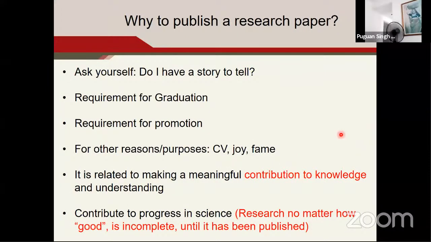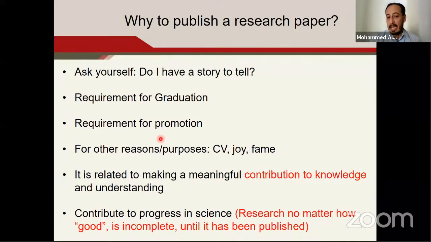Okay, so I'll start with a quick introduction before I go into how to write the different sections. Why publish a research paper? You have to ask yourself, because most of us have a story to tell. They have conducted research, done an experiment, and have a story they want to tell the audience. But sometimes it's also a requirement for students for graduation. We know PhD and master's students cannot graduate until they publish 1 or 2 manuscripts. For staff, it's a requirement for promotion.